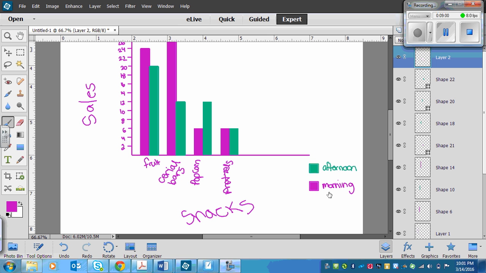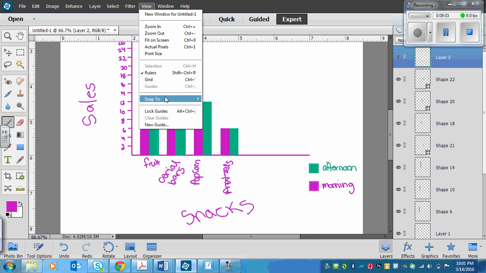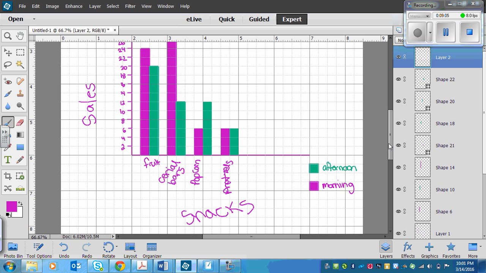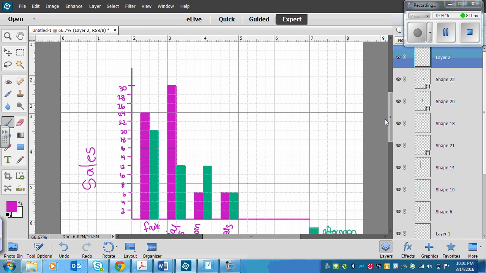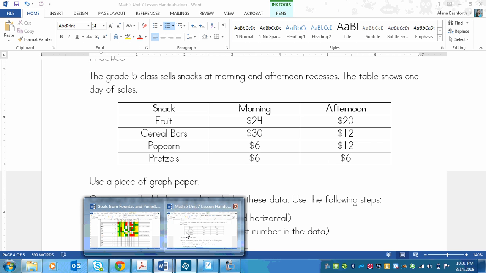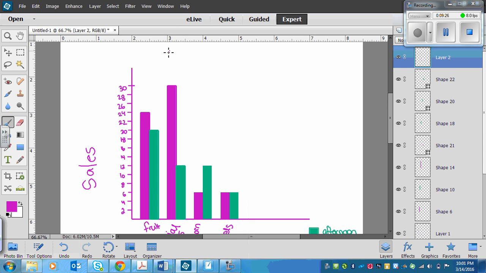Okay, so your bar graph should look something like this one. So you should have fruit, cereal bars, popcorn, and pretzels, and it should look something like this with your graphs. You should have a key. And then at the top is the only thing that I haven't written. And what we could call it is snack sales, because that's what it is, right? That's what they're doing. You might have had a different title, but it needs to say something along the lines of that they're selling snacks. And this is how much money they make.